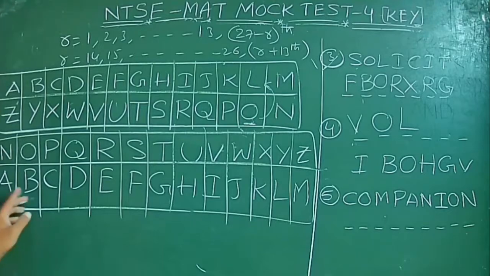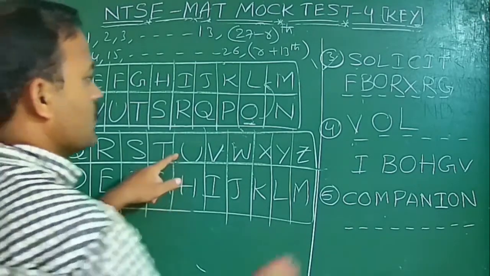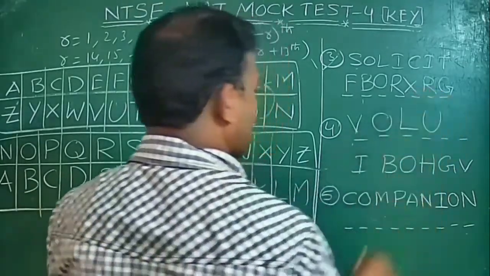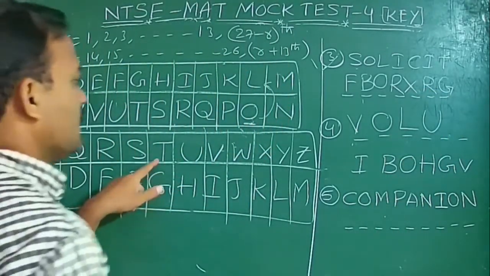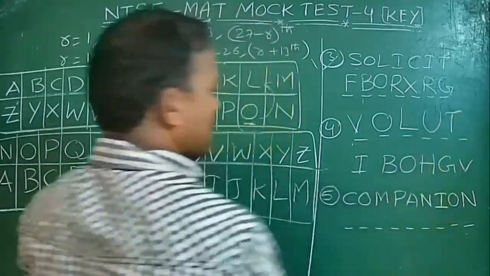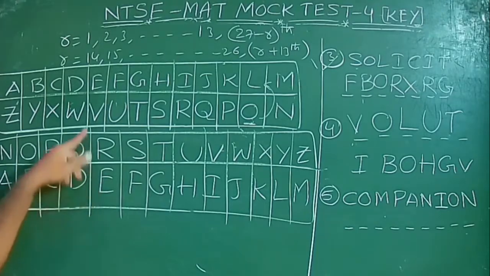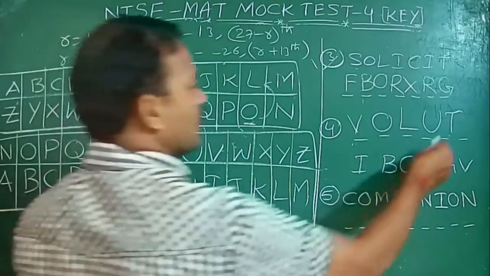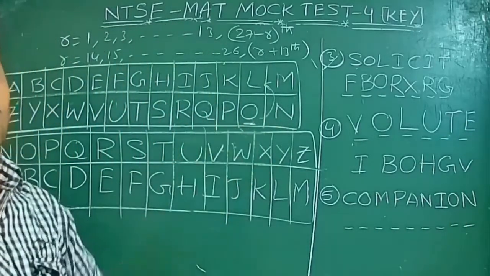Okay. So similarly, next H. Where is H? H means U only, no? The next G. Where is G? G is nothing but T only, no? T. The next V. Where is V? V is nothing but E only, no? So volute. Volute is the original word, right?